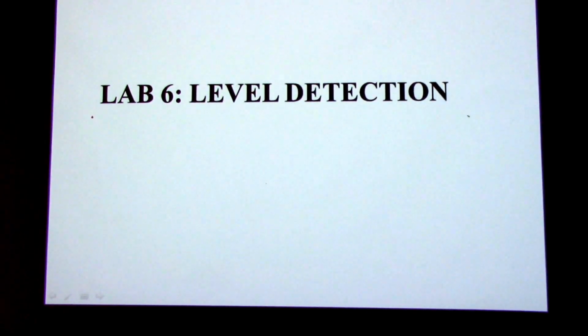Today we're going to talk about Lab 6, which is level detection, and Lab 6 is also your final test. This actually is the last lab of this semester.